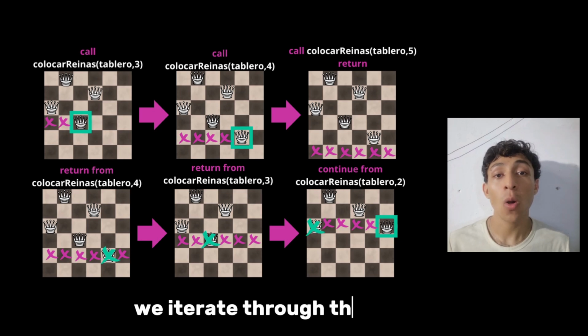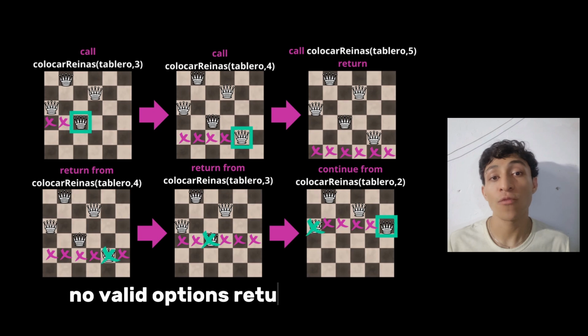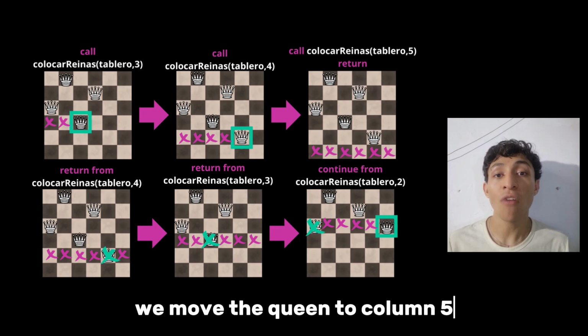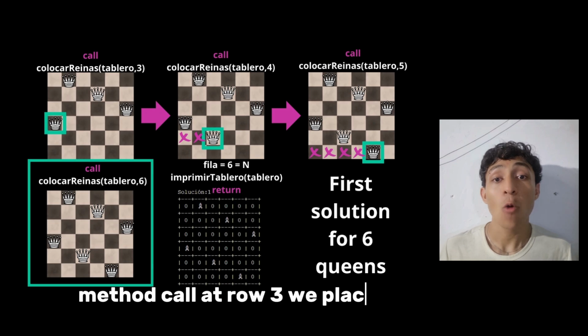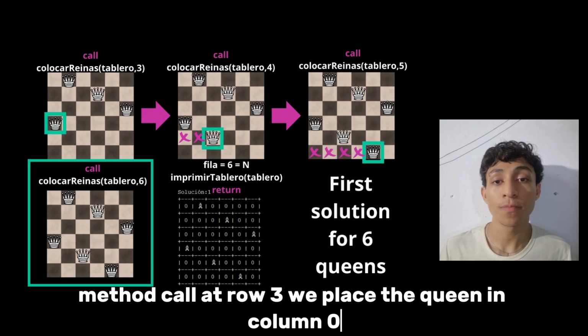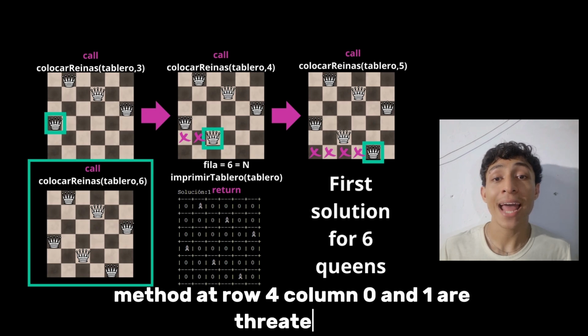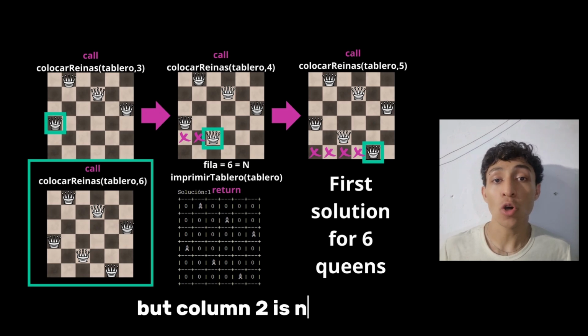We iterate through the columns, no valid options. Return from method row 3 to row 2. We move the queen to column 5. Mirror call at row 3. We place the queen in column 0. Mirror call at row 4. Column 0 and 1 are unsafe, but column 2 is not, so we use it.